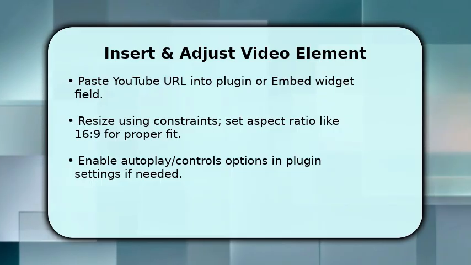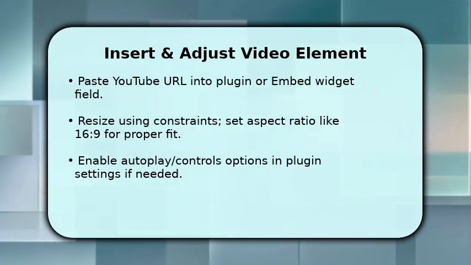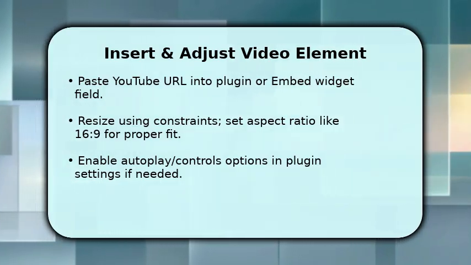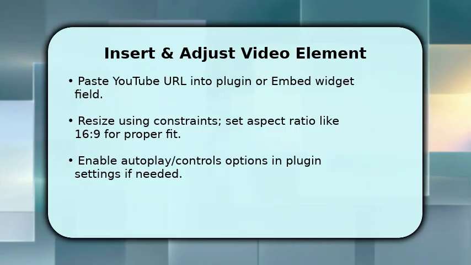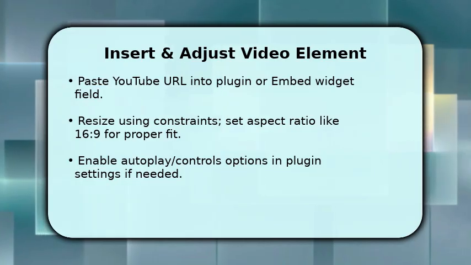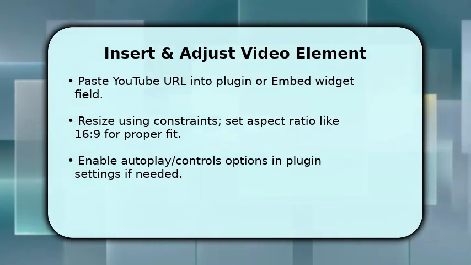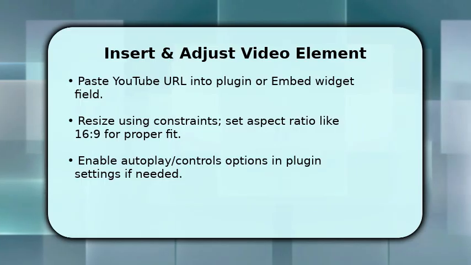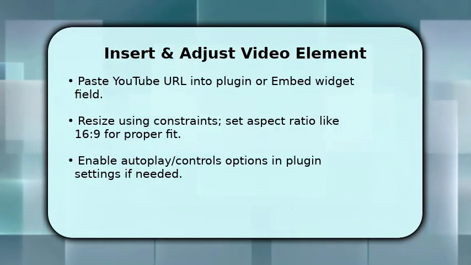Set the aspect ratio to 16:9 to avoid distortion. If the plugin offers options, toggle autoplay, loop, or visible controls as required. Make sure to test playback inside the plugin preview. Once adjusted, group the video with surrounding components so it scales responsively when the frame size changes.